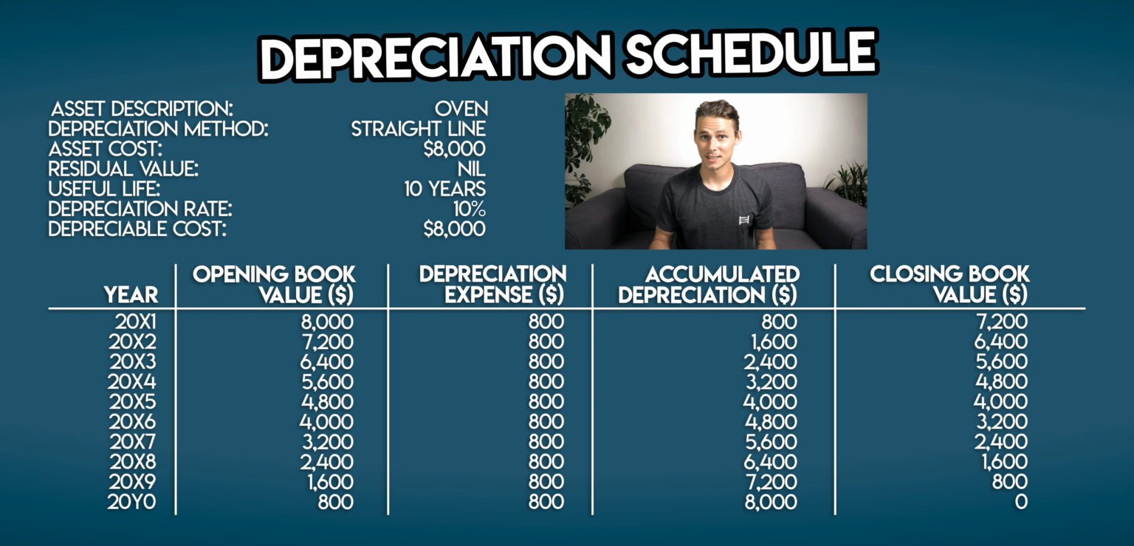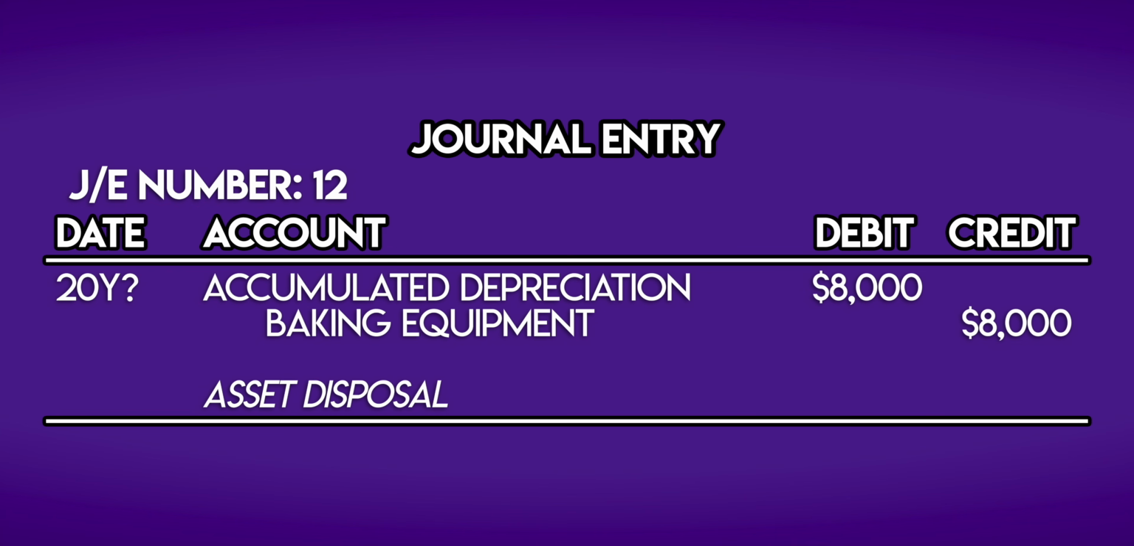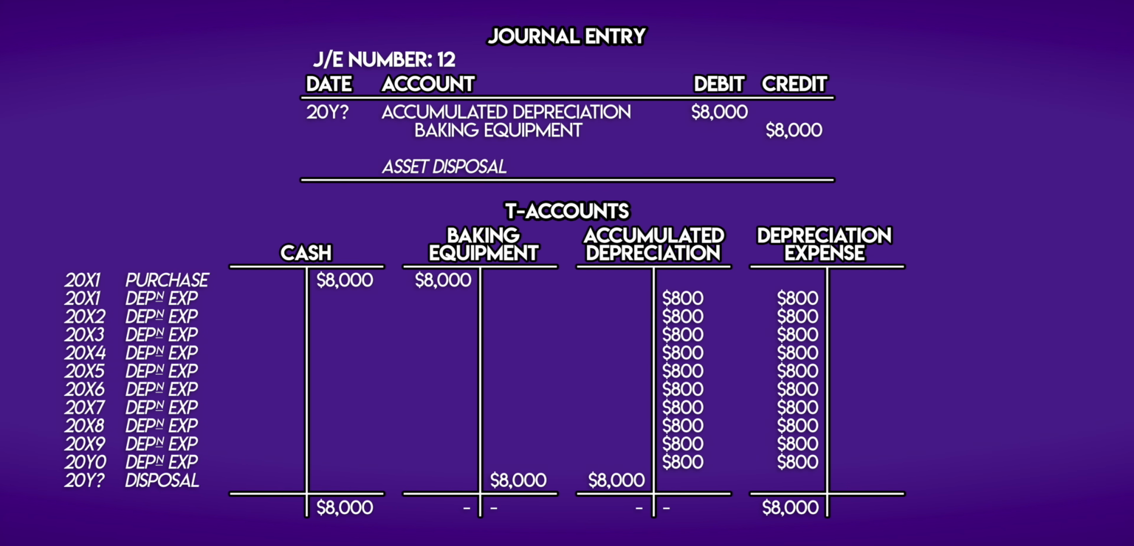When you stop using it, you'll need to post one more journal entry. Assuming no gain or loss on disposal, you'll debit accumulated depreciation by $8,000 and credit baking equipment by $8,000. This journal clears out all of the older entries in your baking equipment and accumulated depreciation accounts, leaving you with a balance of 0 in each account.